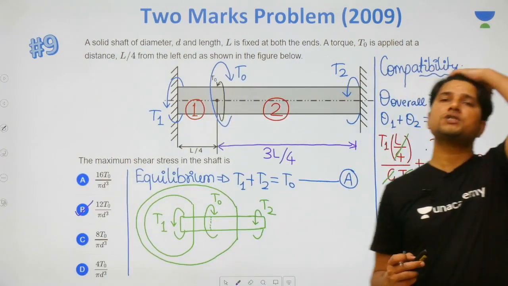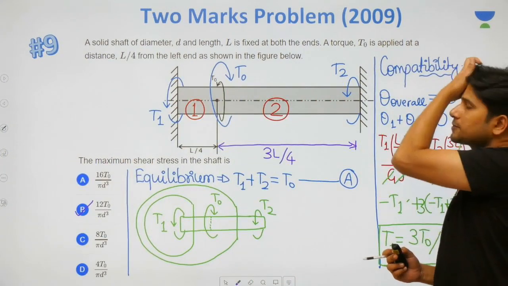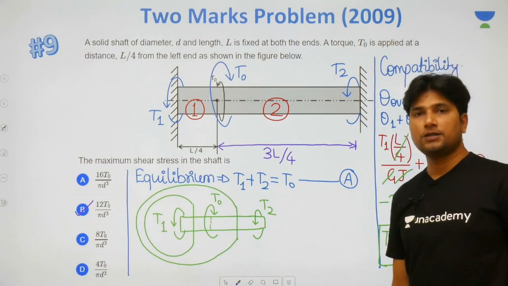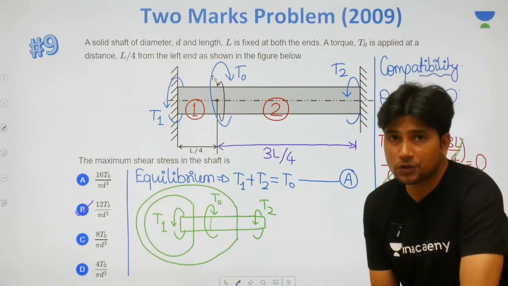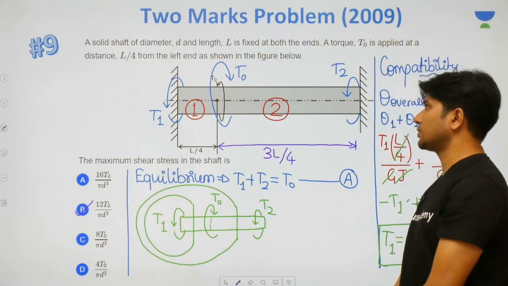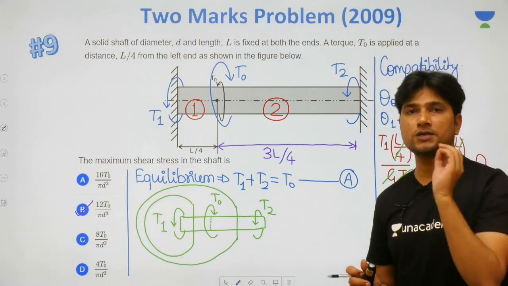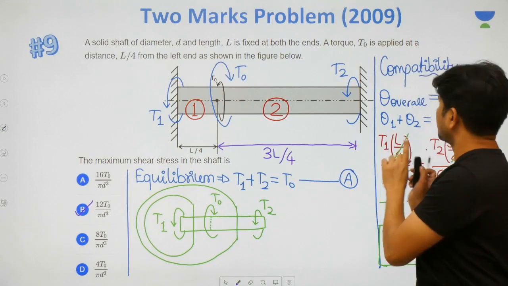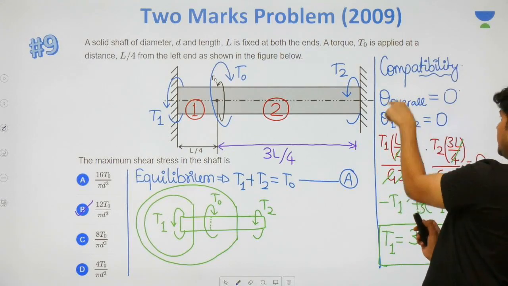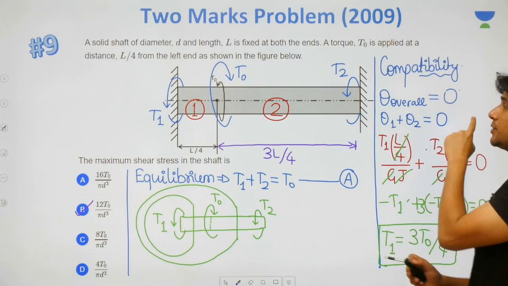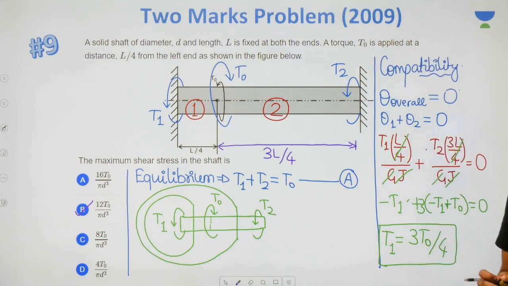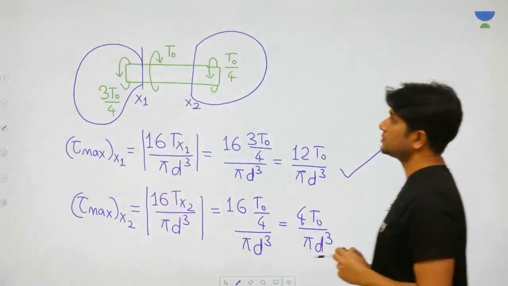So whenever you have a shaft with both ends fixed, do remember this, that you will have to use theta overall is equal to 0. Theta overall is equal to 0 is something that must be remembered, that must be memorized, that must be embedded, my dear friends, to solve such problems.